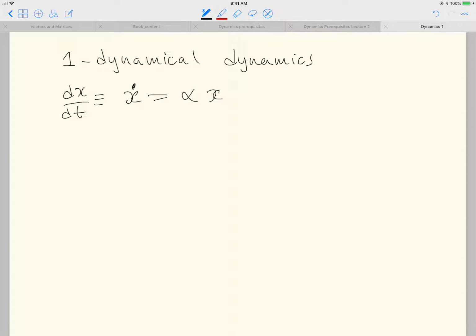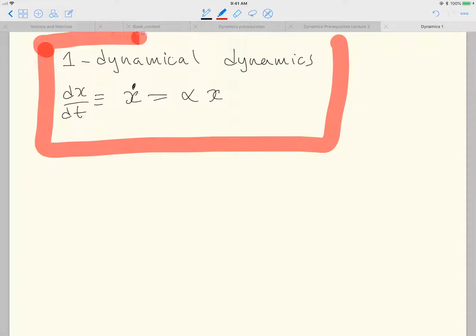And I'm going to spend a lot of time on this equation because it turns out that a lot of other, much more complicated dynamics, you can boil them down to this. So if we understand this one really well, it will really help for the other more complicated dynamics. So we're going to spend some time with this. So that's where we're going.